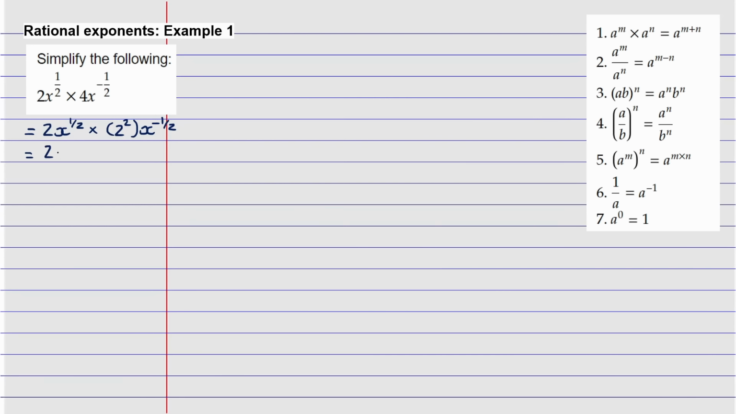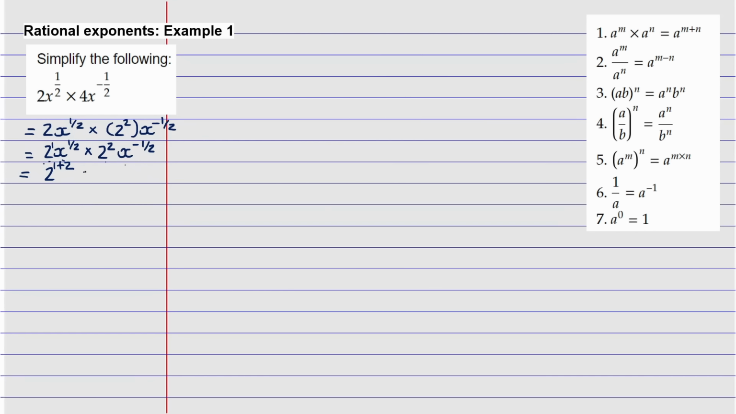So that's going to be the same as 2x 1 over 2, multiplied by 2 to the power 2. Then this is going to be x to the power negative 1 over 2. So now, do we see the fact that we have the same base, which is 2, and the same base, which is x? So we're going to group them. So it's going to be 2. Since it's the same base, you're going to say 1 plus 2, so you're going to have 1 plus 2 there.